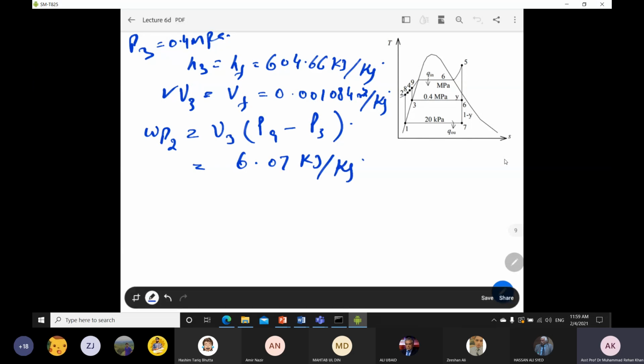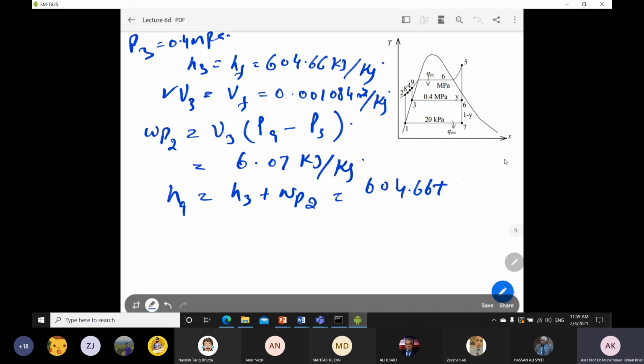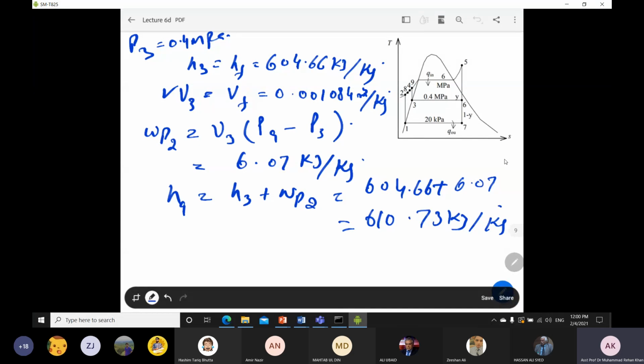Coming towards the enthalpy at point number 9, H9 is equal to H3 plus W pump 2. H3 is known to us, which is 604.66, plus W pump 2, which is also known, 6.07. Just add these two and you will get 610.73 kilojoule per kg. So for H9 we have found the enthalpy.